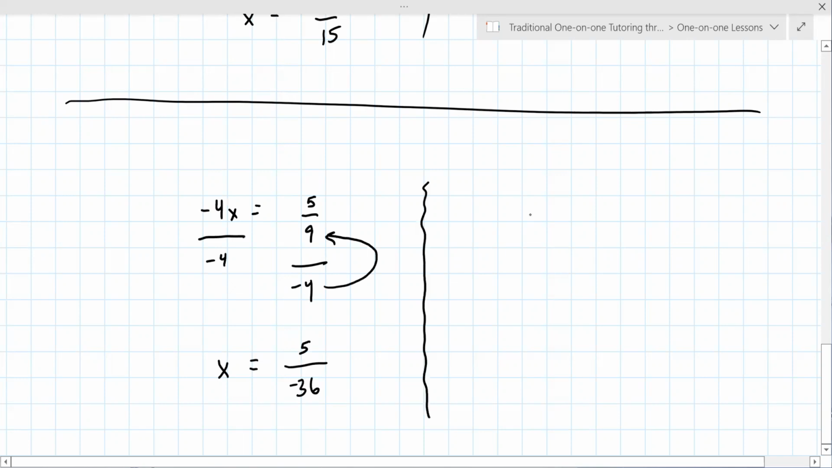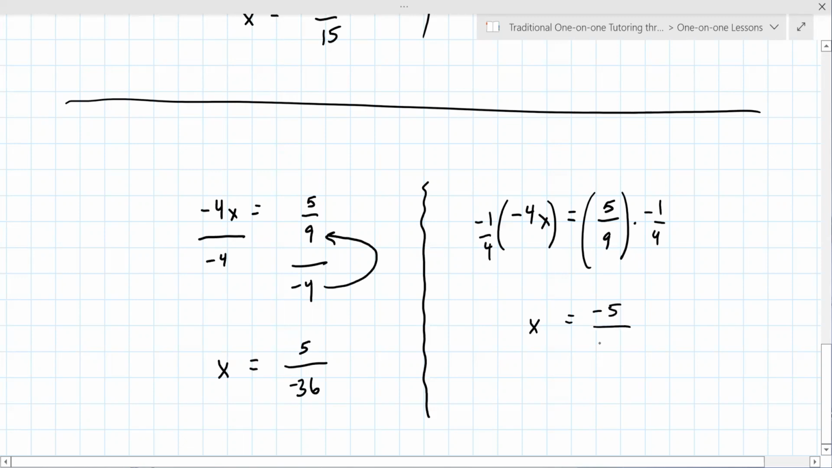So that's why my preference, when you have a fraction on the right hand side, is to multiply by negative 1/4, because that's what clears the negative 4. And a fraction times a fraction is easier than dividing by a number, because you multiply across.